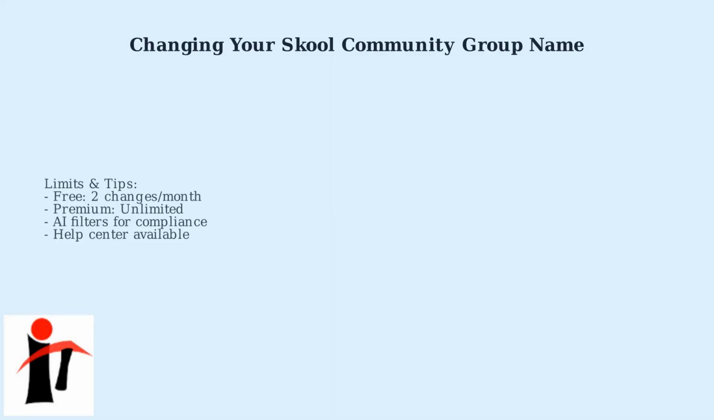Note, free tier users have a limit of 2 name changes per month, while premium plans offer unlimited edits. Also, be mindful of prohibited terms. Skool's AI filters ensure compliant naming. If you run into any issues, the Skool Help Center is available to help.